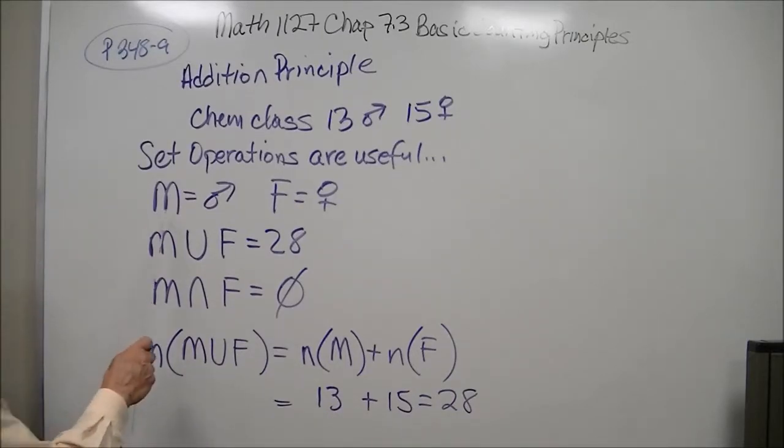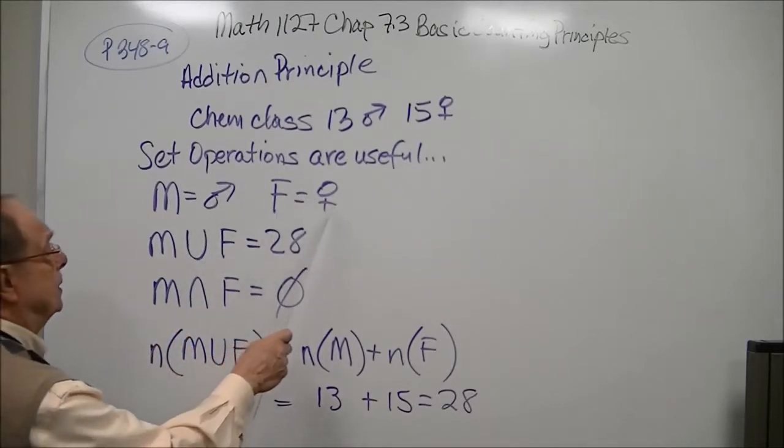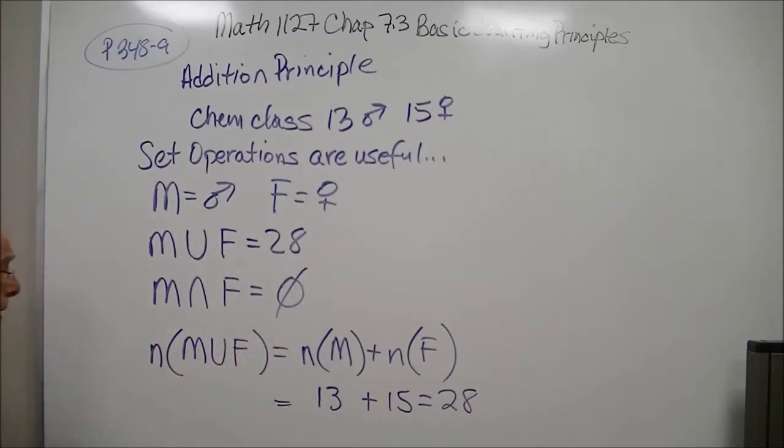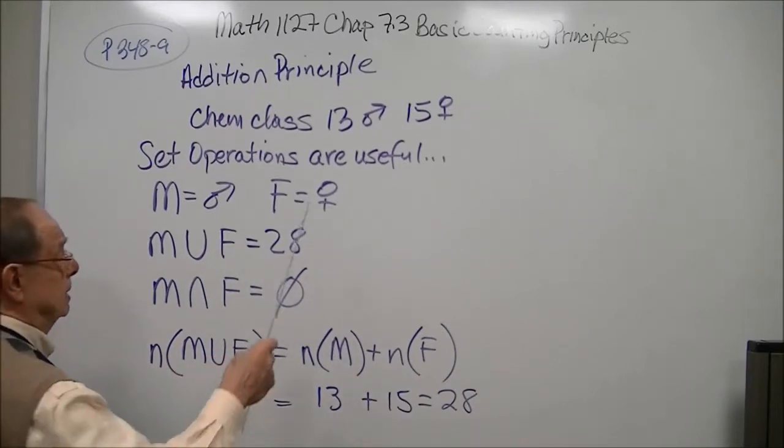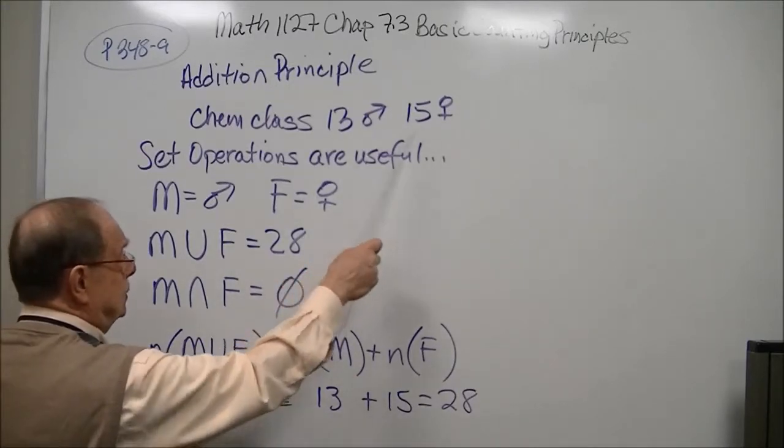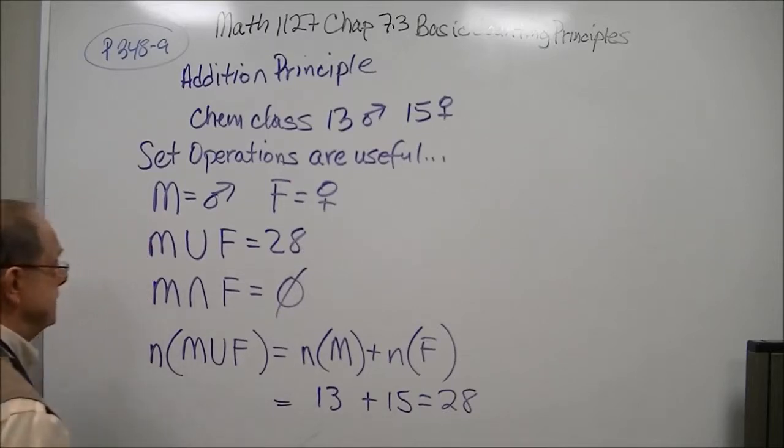So we'll have M stand for the male group, F for the female group, and what we're going to do is show a union of our male and female class members. And there are 28. 15 and 13 add up to 28.